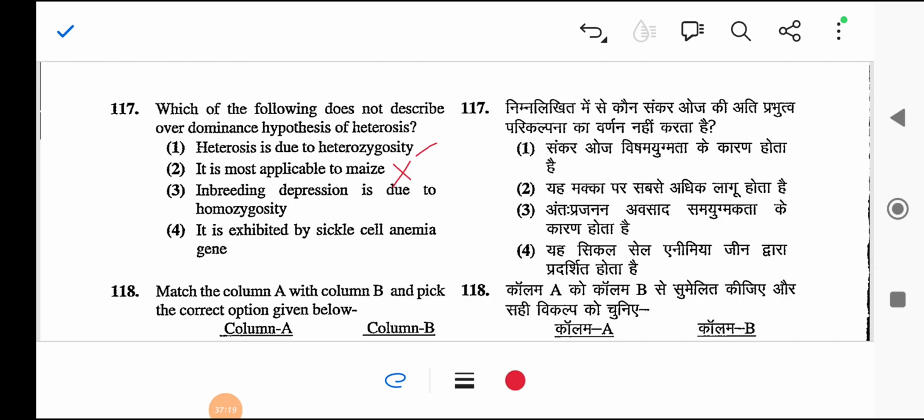Next, inbreeding depression is due to homozygosity. No, it is kind of related to homozygosity only. This is also correct. It is exhibited by the sickle anemia gene. So kind of irrelevant, but which of the following does not describe the over-dominance hypothesis? It is true. So the rest are irrelevant.